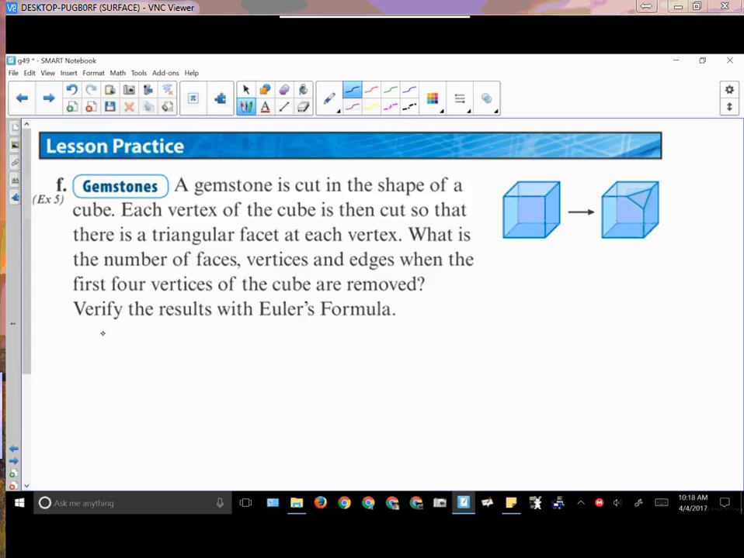So we're going to take a look at the original. So we've got vertices, we've got edges, and we've got faces. So when I take a look at the first one, my vertices are, well, let's see, there'd be 8 of them, correct? I get 8 vertices, 1, 2, 3, 4, 5, 6, 7, 8, 9, 10, 11, 12 edges, and 6 faces. So after I go and take care of, let's see, they want the first 4 vertices. So we want 1, 2, 3, and 4.